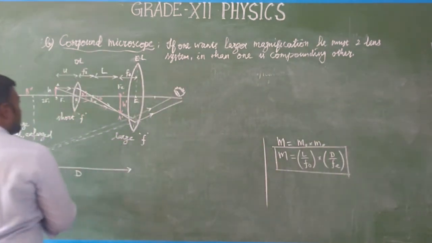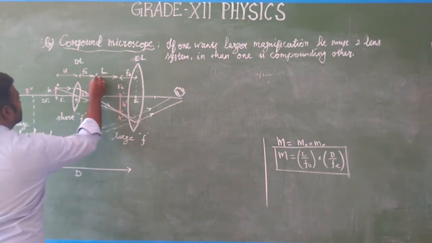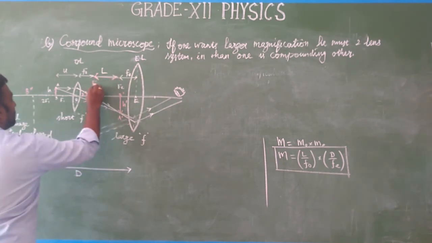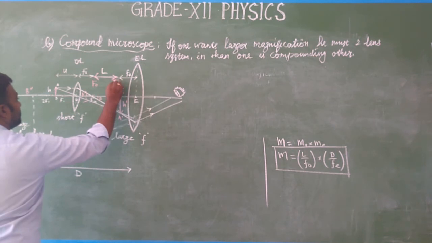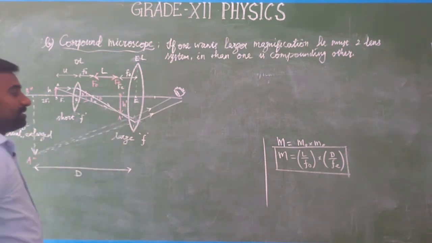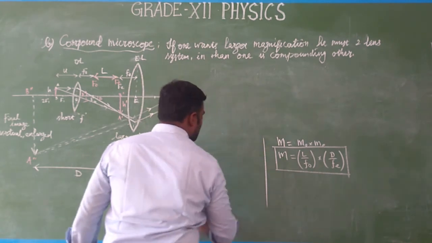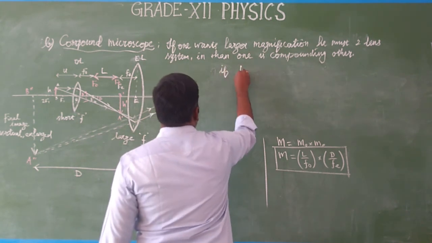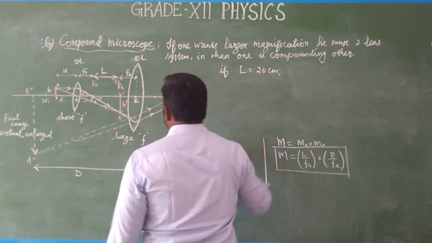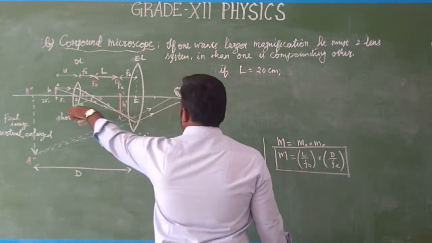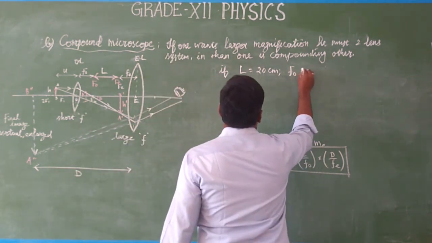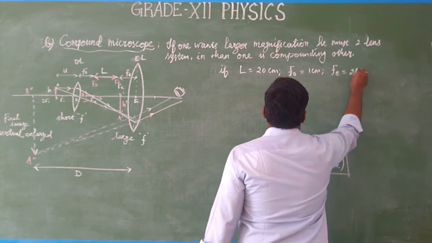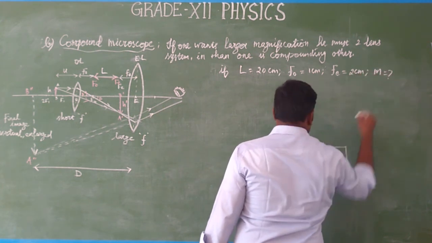And I told already L. What is L? It is the tube length. So L is the tube length between the principal focus of the objective lens and the principal focus of the eye lens. Okay, so this tube length is 20 centimeter. The first lens, the objective lens, has focal length 1 centimeter and the eye lens has focal length 2 centimeter. Find the magnification. We can find it easily.